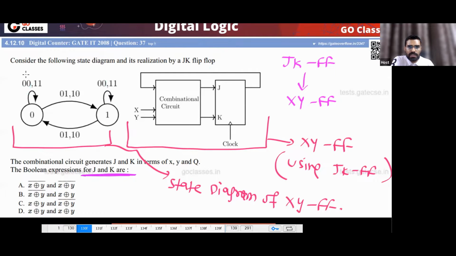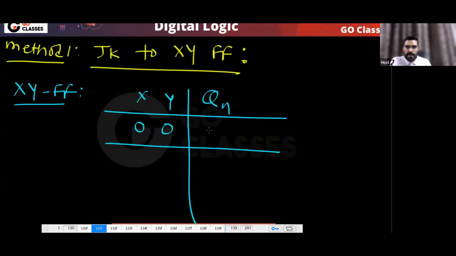Look at the state diagram. When the input XY is 0, 0, then there is no change. No change, or retain. This is your retain.